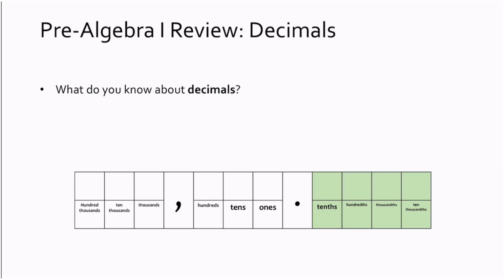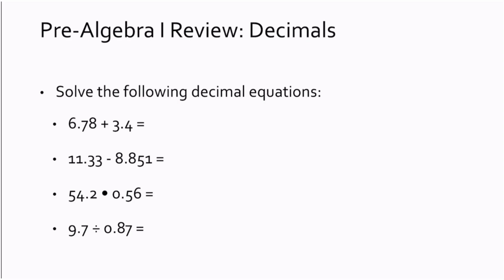All right, thinking about decimals. What do we already know about decimals? We looked at them a little bit when we were talking about place values. So the important thing to know when we're dealing with decimals is anything to the left of the decimal point is a whole number, and anything to the right of the decimal point is less than a whole number. Take a minute to think about these equations, and you can use a calculator if you need to.